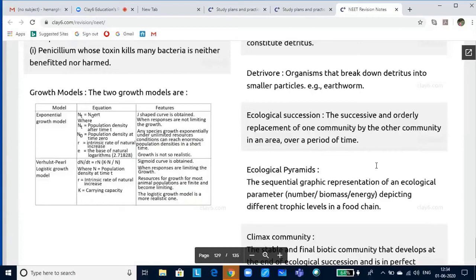Now there are three kinds of pyramids, as I said. Pyramid of number represents the number of individuals per unit area of various trophic levels. Pyramid of biomass represents the biomass present sequentially per unit area of different trophic levels. Pyramid of energy represents the amount of energy trapped per unit area and time in different trophic levels of a food chain.